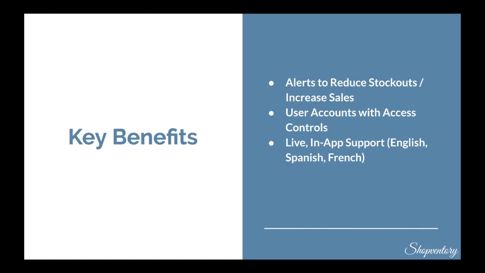Now, we do also have alerts to help reduce your stockouts. We, by the way, now offer purchase or par levels as well as reorder quantity, so you can set your minimums and your maximums, and Shopventory will let you know when it's time to reorder things. And you can automate part of that on our purchase orders here. Also, user accounts with access controls, so you can set up different accounts for each of your employees. Each person can have his or her own login, and they can access Shopventory, and you can keep tabs on that. You can also restrict what they can and can't access.